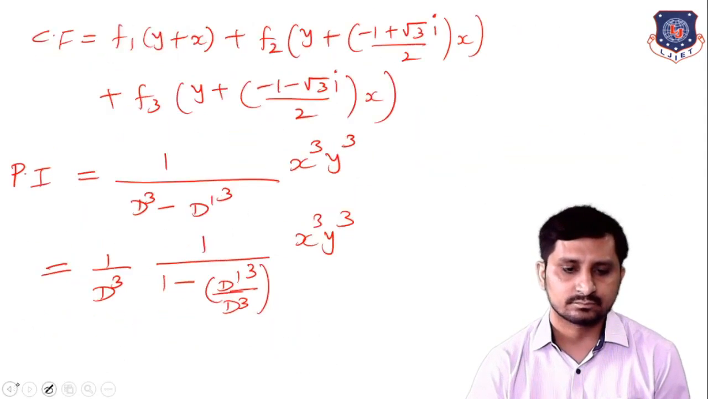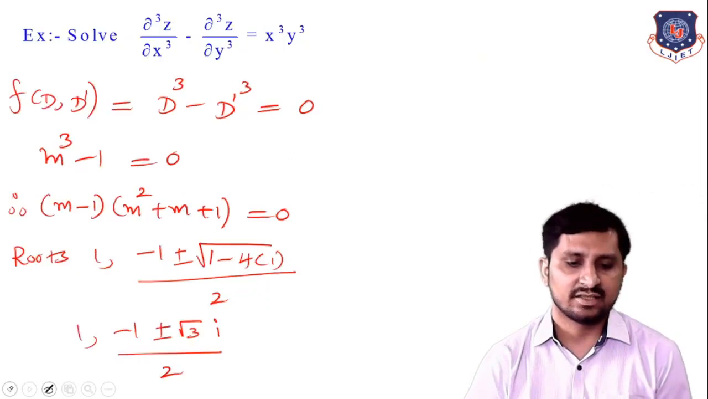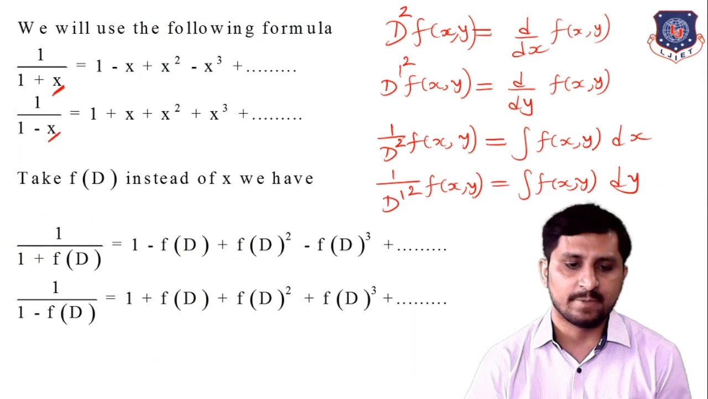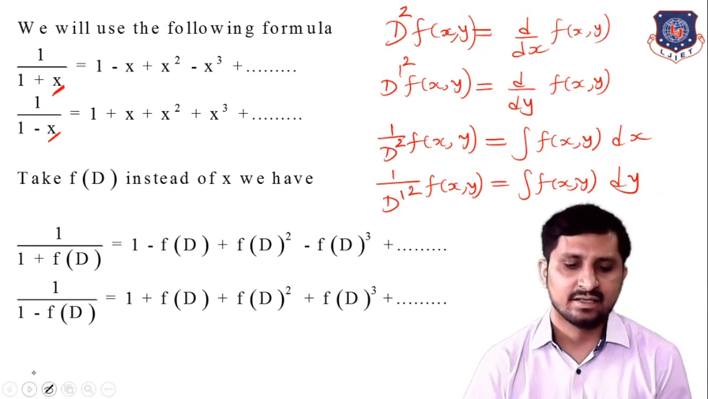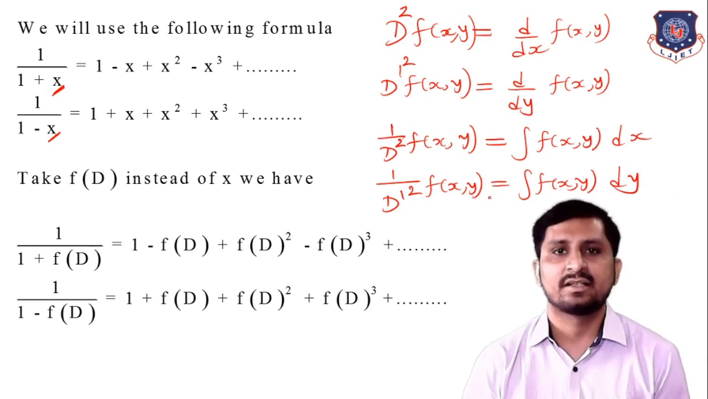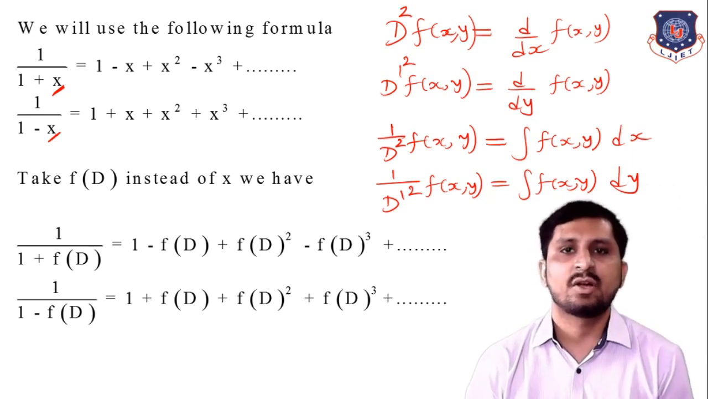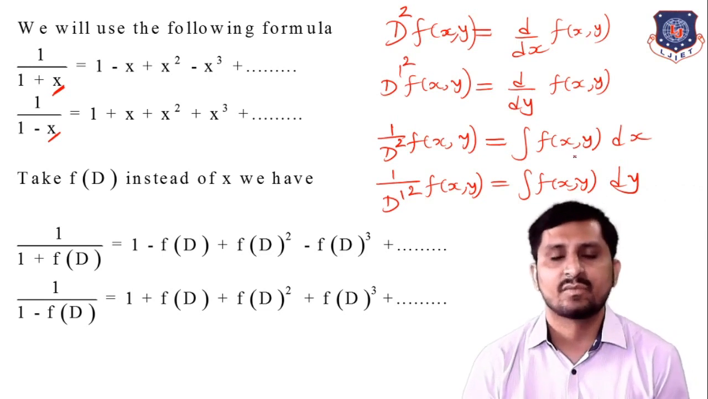So in today's lecture we discuss case 3. Try to remember case 3. For that you have to apply this formula, 1 upon 1 plus x or 1 upon 1 minus x, the binomial formula, and term by term we have to apply all the operators. So in today's lecture we discussed case 3 for the polynomial x raised to m into y raised to n. So thank you.